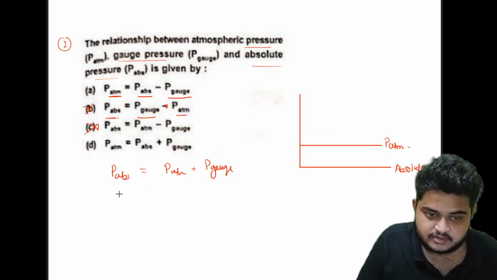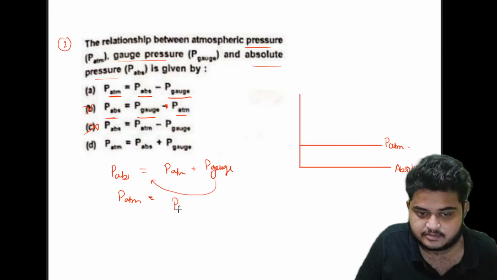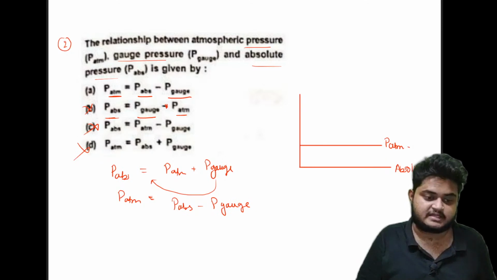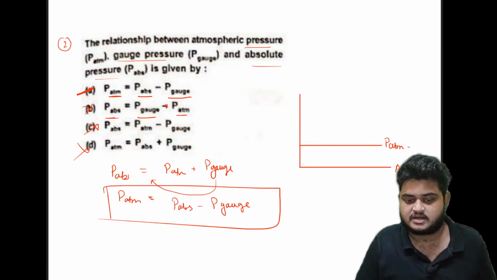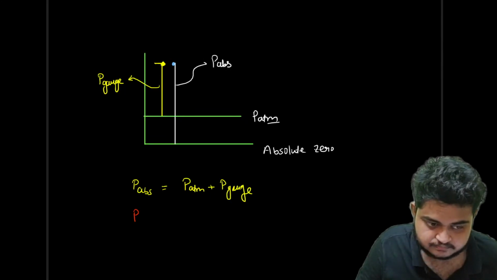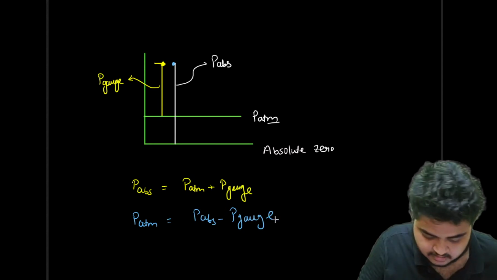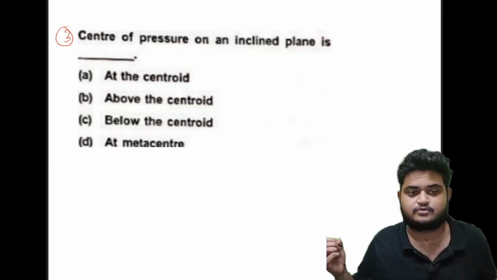If I need to calculate the P atmospheric, we have to send this P gauge to the left hand side, so it will be coming out as P absolute minus P gauge. So this is also the wrong answer. The right answer is P atmospheric is equal to P absolute minus P gauge. This is the right answer for the second question. Let us go to the next question.